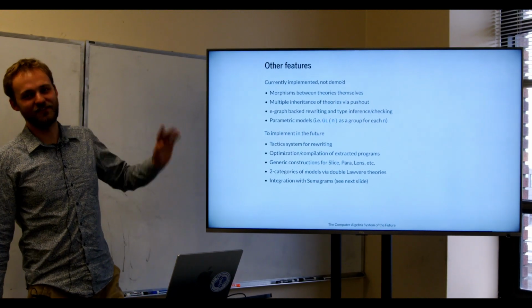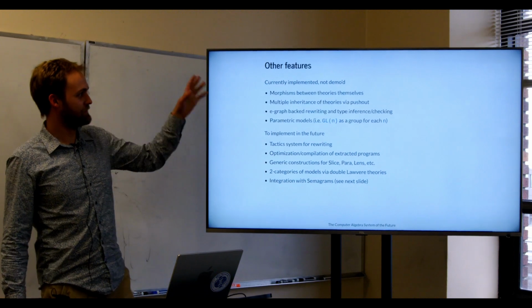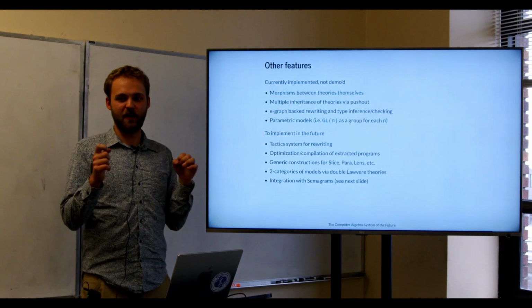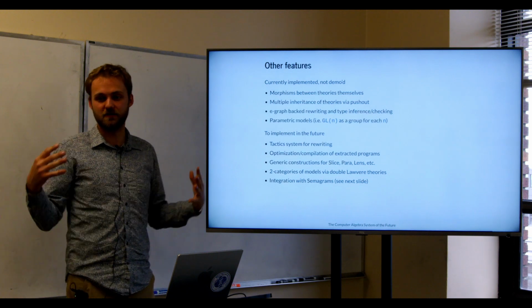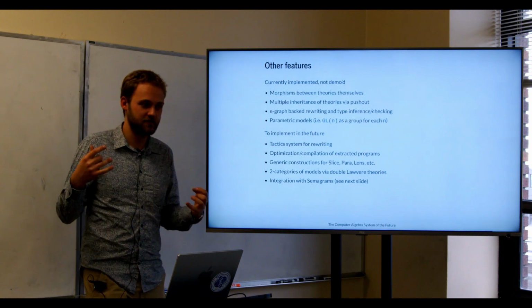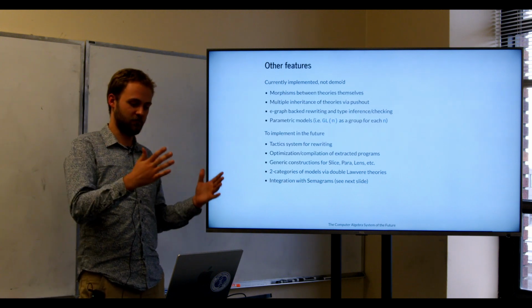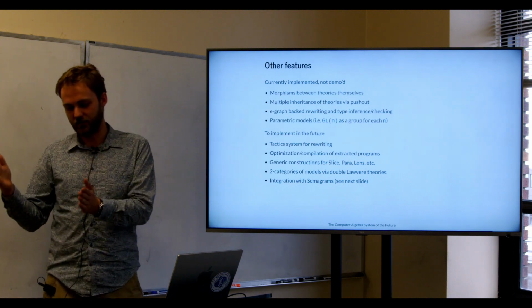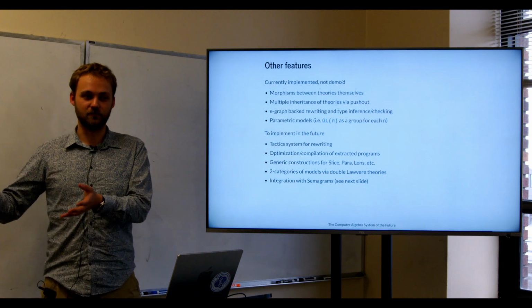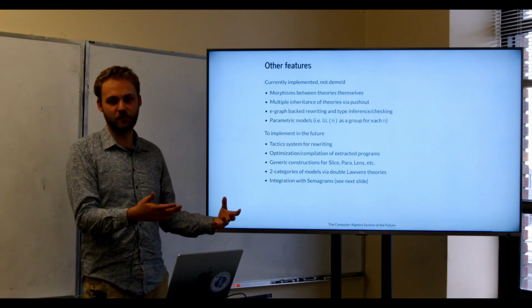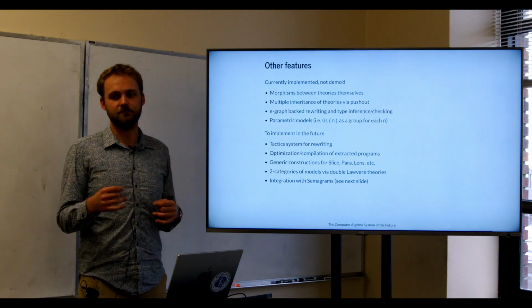So there's a lot of other stuff that I didn't demo. One thing is that we not only have morphisms between contexts in a theory, but we have morphisms between theories themselves. For instance, there's a morphism from the theory of categories to the theory of groupoids, so that any model of the theory of groupoids, you can also treat as a model of a category.